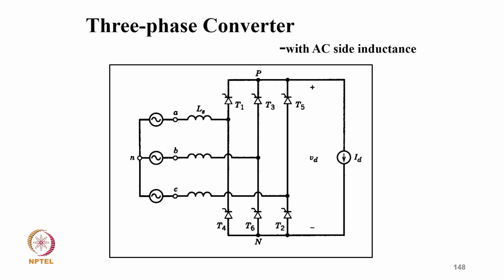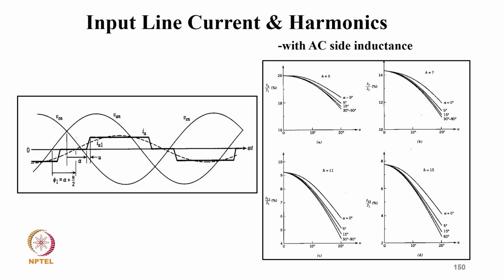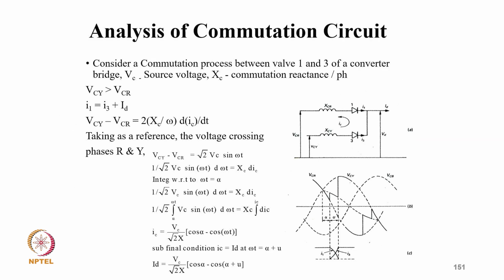So coming to the three-phase converter with AC side inductance, you have AC side inductance, and the commutation takes place typically from device 1 to the 5th device. During commutation there is a voltage loss, the current decreases and increases between devices 1 and 5, and the current waveform rises and falls. The harmonics are also affected by the source impedance due to commutation. Coming to the analysis of this commutation circuit, both devices 1 and 3 conduct during this time, and the voltage is affected, with current increasing and decreasing.